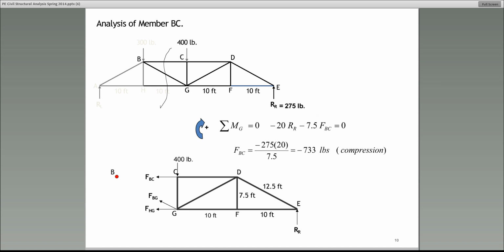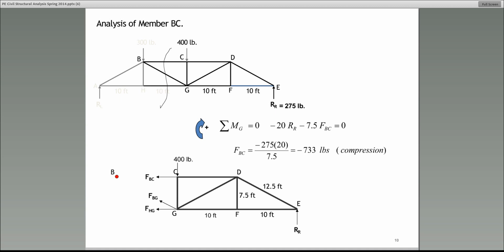Please take a look at the top, and this is the section. It's a vertical section, so since we are looking for the force in member BC, BC should be one of the members that we cut. All right, so there you go. That is the section that we do. So what do we do? First, we cut the truss. The next thing that we need to do is the following.